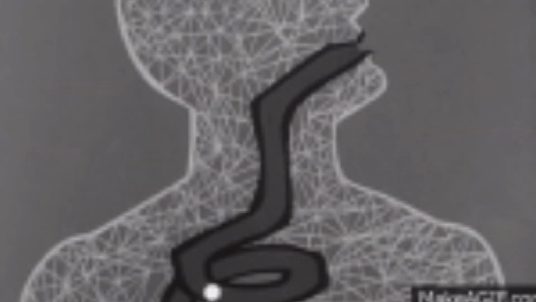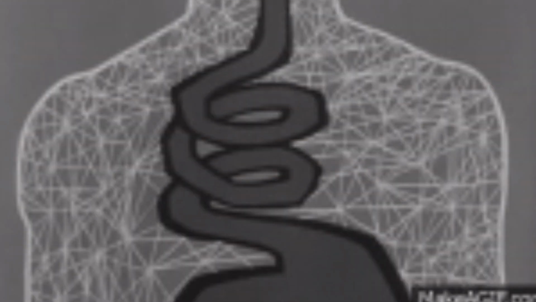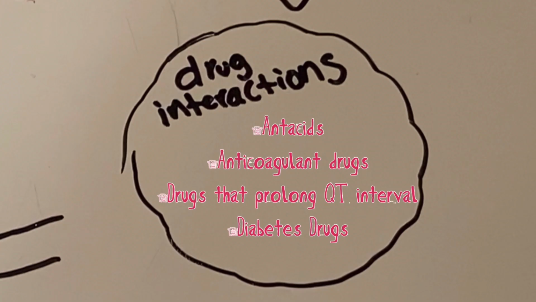Antacids such as Tums contain calcium carbonate, magnesium hydroxide, and aluminum hydroxide, which can bind to Cipro and prevent your body from actually absorbing it. So if you plan on taking an antacid, in order to keep Cipro effective, Cipro should be taken at least 2 hours before taking an antacid or 6 hours afterwards. Cipro taken with anticoagulant drugs can actually increase the anticoagulant effects, which can result in increased bleeding.